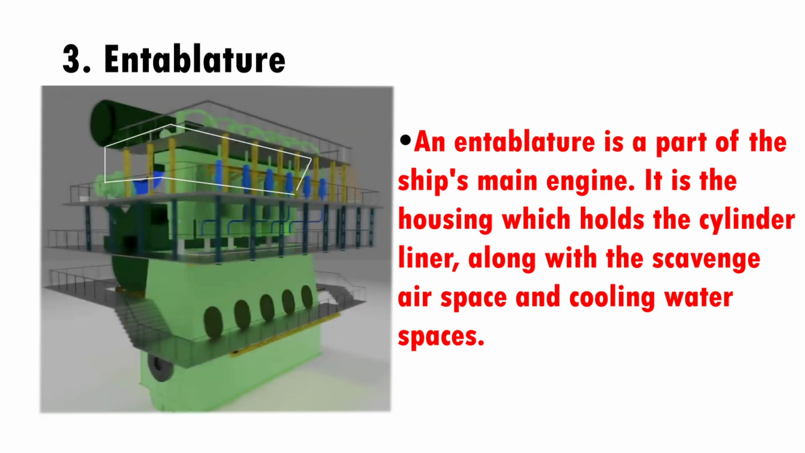Entablature. An entablature is a part of the ship's main engine. It is the housing which holds the cylinder liner along with the scavenge air space and cooling water spaces.